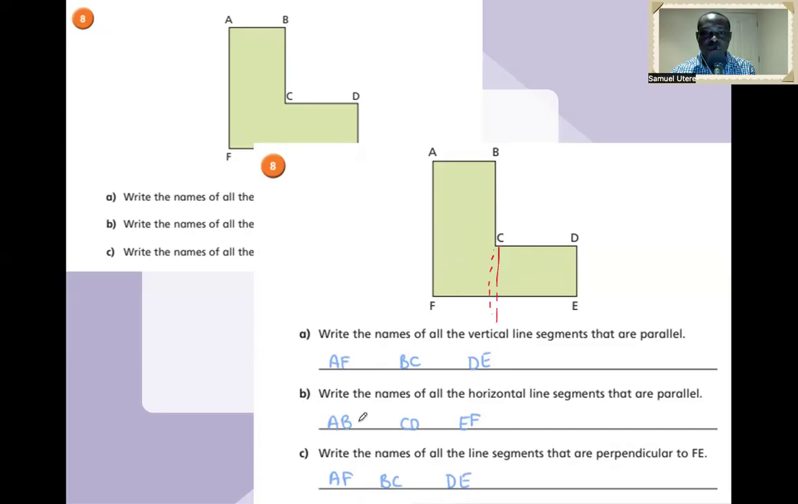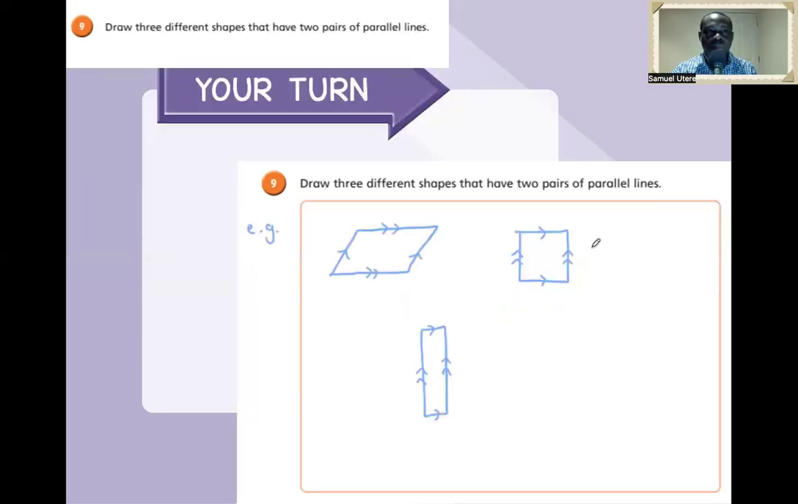Okay? Write the names of all the horizontal line segments that are parallel. AB, CD, and EF. Write the names of all the line segments that are perpendicular to FE. So lines that are perpendicular to FE would be AF, BC, and DE. Pause the video and answer question 9. So here is the answer. Here you're asked, draw these different shapes that have two pairs of parallel lines. So different shapes would be the square, the rectangle, and the parallelogram.